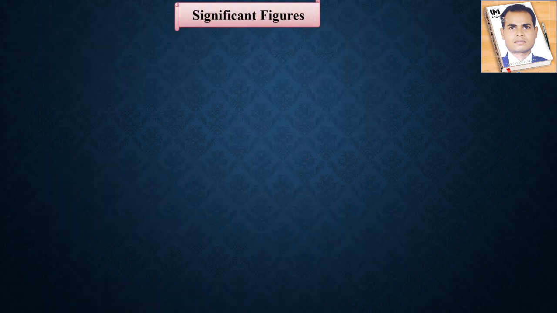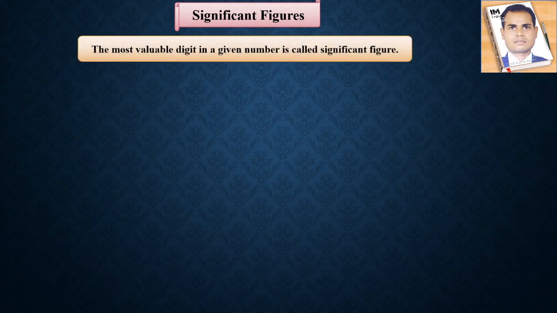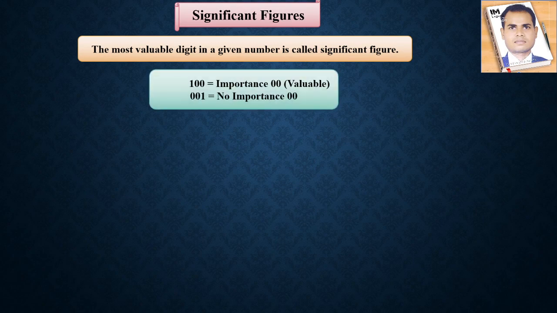Now the next topic we are going to study is significant figures. A very important topic for you from the point of view of examination. The most valuable digits in a given number are called significant figures. How can we identify the number of significant figures present in a specific number? That is based on some rules, and we are going to see those rules. First of all, we see the importance of the value.